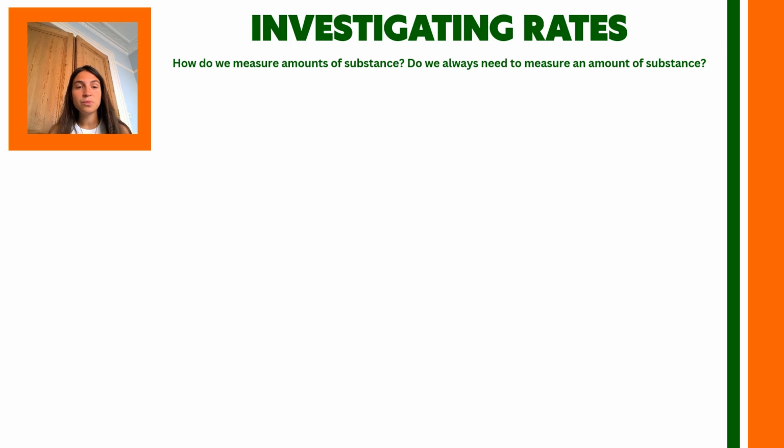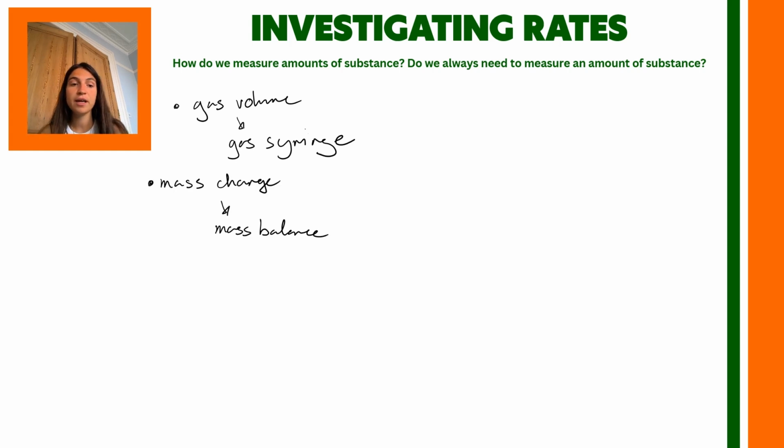Investigating rate. So how do we measure amounts of a substance, and do we always need to measure an amount of a substance? So remember, it depends really what the substance is, and we can measure it in different ways. If it's a gas, we can measure that gas volume by using a syringe and taking a measurement on the syringe at different points in time.